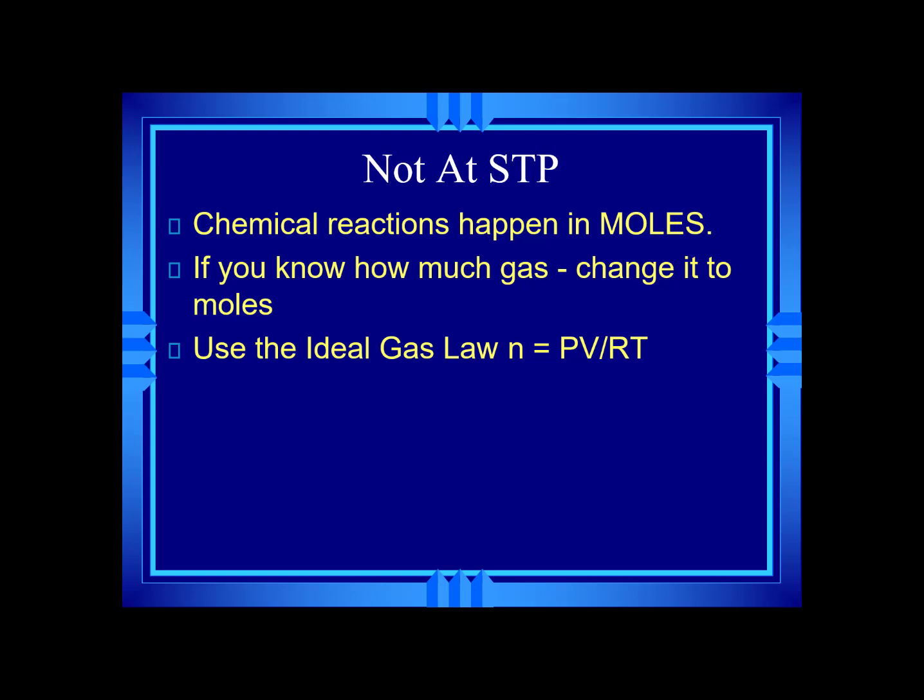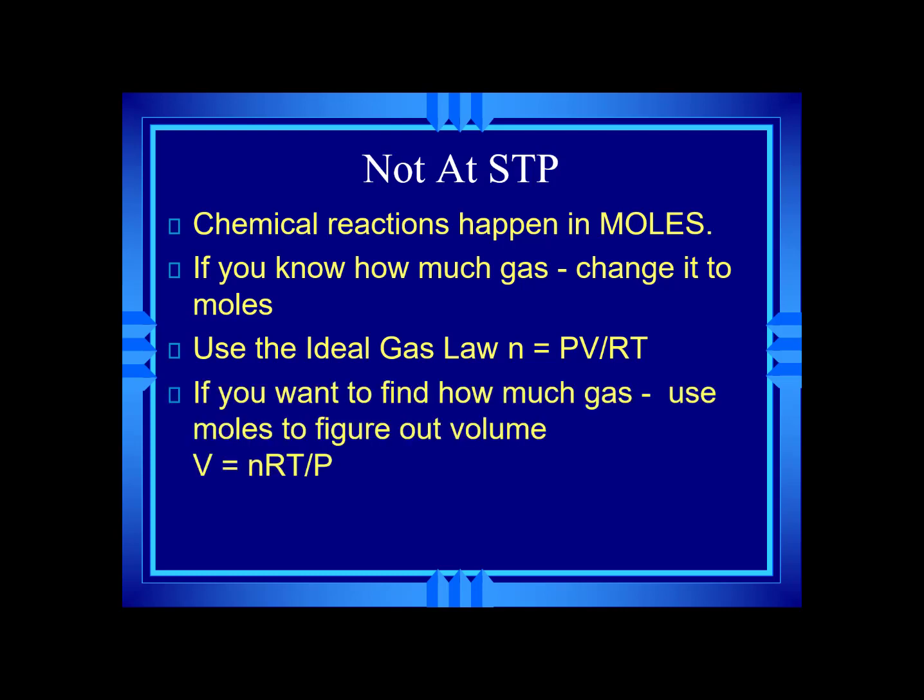So if they give you a volume to start with, you can turn it into moles and then do the stoichiometry problem. And if they ask you to figure out how much you made, use the moles to figure out the volume, because I can solve PV = nRT for volume as well.